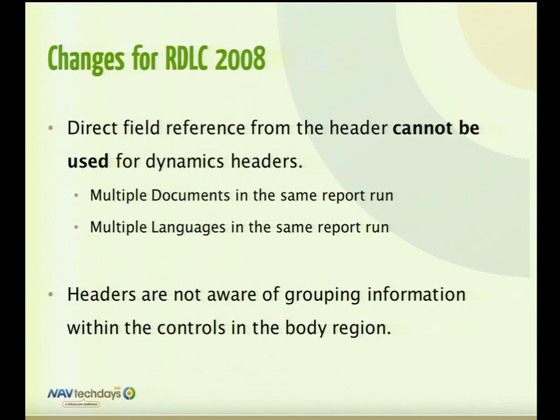We handle that by grouping within the body. Within the body, we have a control which groups per document, and it's printing information per document. But the header is not able to access this grouping information within the body, because this is in a completely different scope. The header can only see the whole dataset, so it can access data from the top of the dataset, from the bottom of the dataset, the sum of the dataset, but it doesn't know what kind of groupings you are doing within the body.